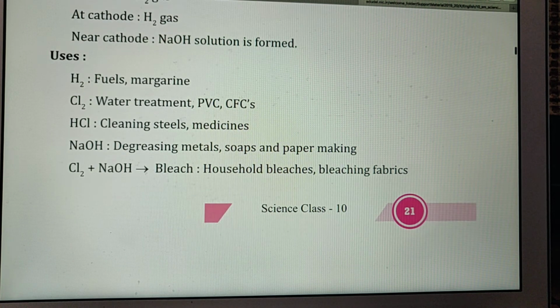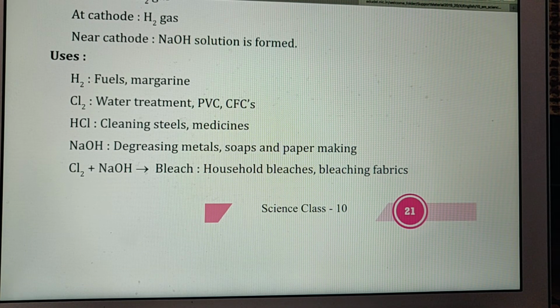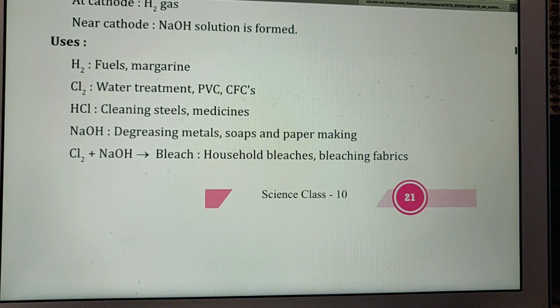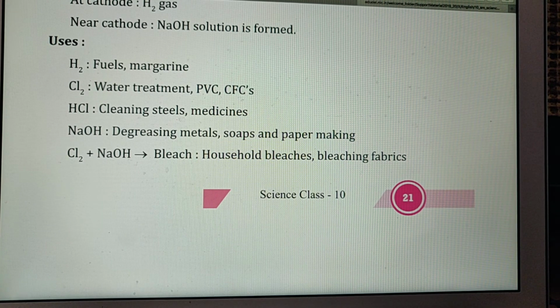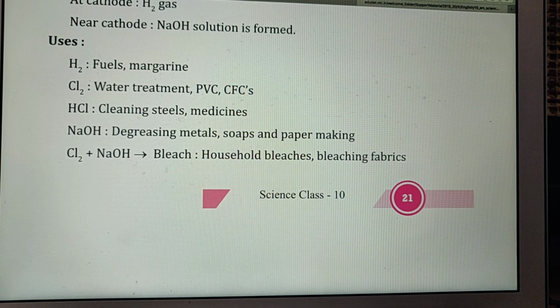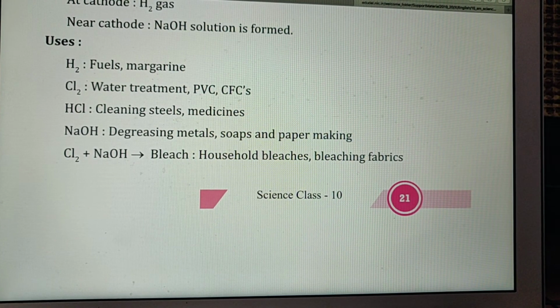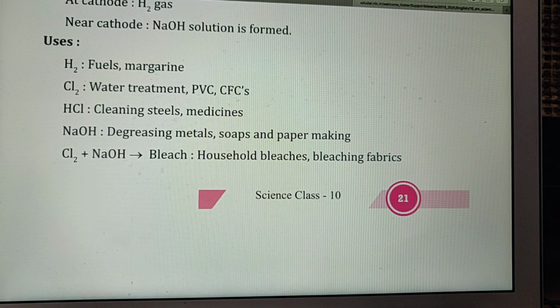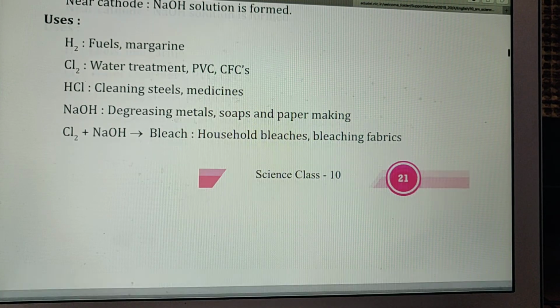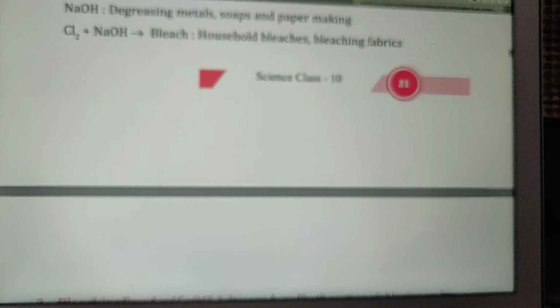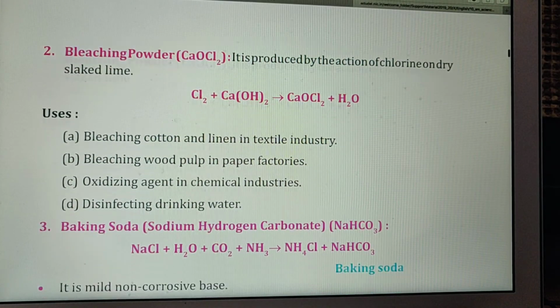Uses: fuels, margarine, water treatment, PVC, CFL, cleaning steels, medicines, etc. Sodium hydroxide: degreasing metals, soaps and paper making. Chlorine plus sodium hydroxide gives bleach, household bleaches, bleaching fabrics. Now bleaching powder, it is CaOCl2.